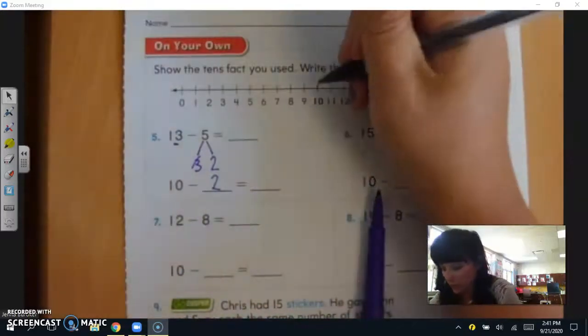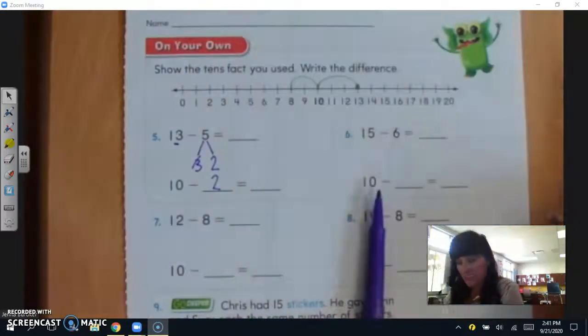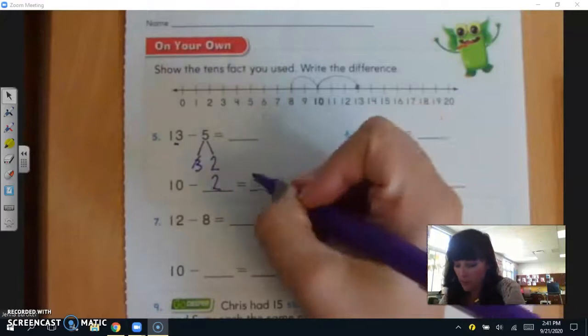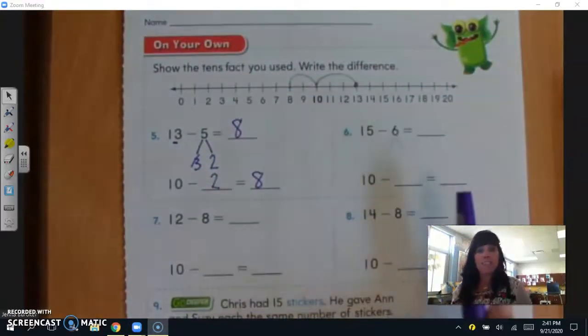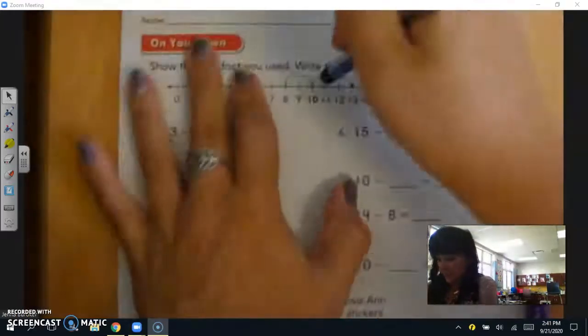So if 2 and 8 make 10, then I can just make a big jump to 8. And I know my answer is 8 because 10 minus 2 equals 8. Boom. Done. On to the next.